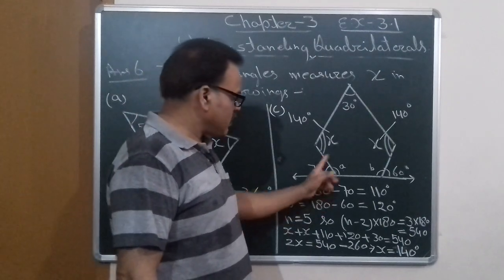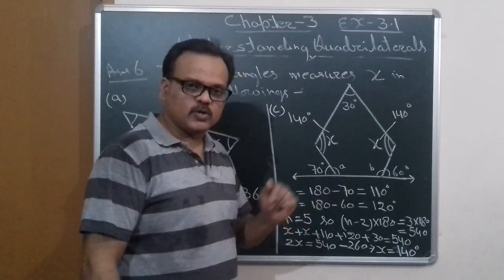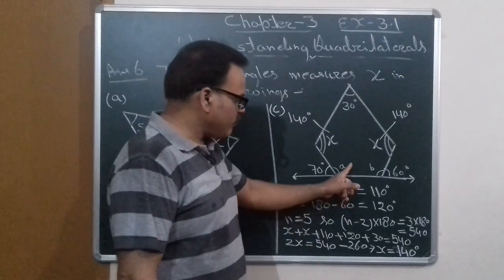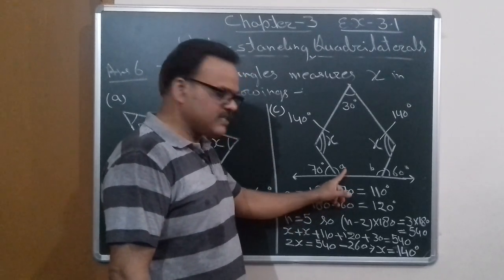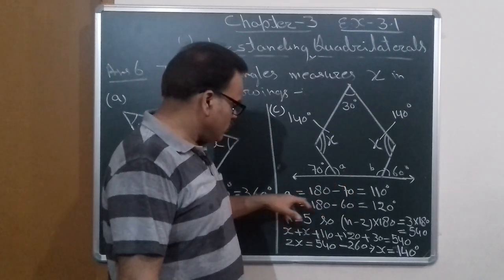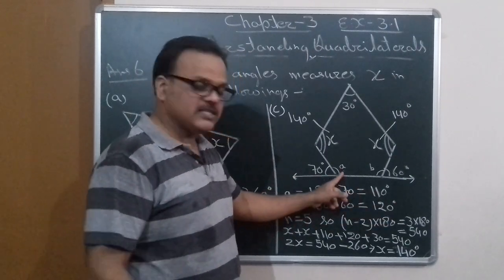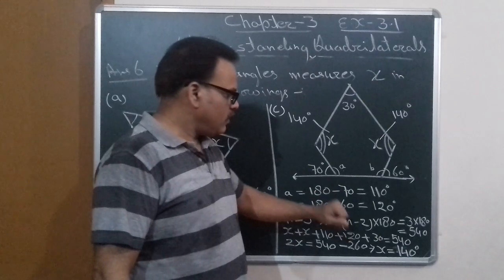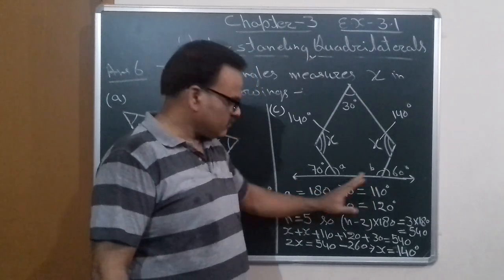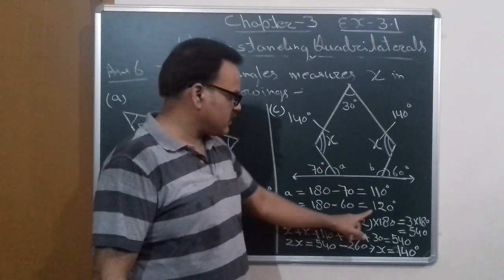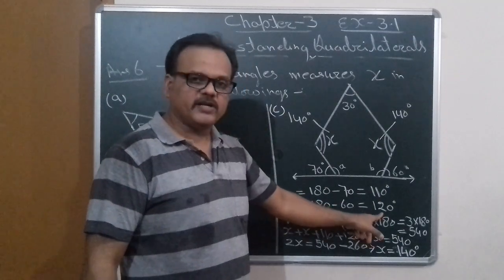It means the sum of these two, 70 plus A, is equal to 180. So if you have to find the interior angle A, A is equal to 180 minus 70, that is 110. So A is equal to 110 degrees. Now to find angle B, just the same, 180 minus 60, and B is 120 degrees.